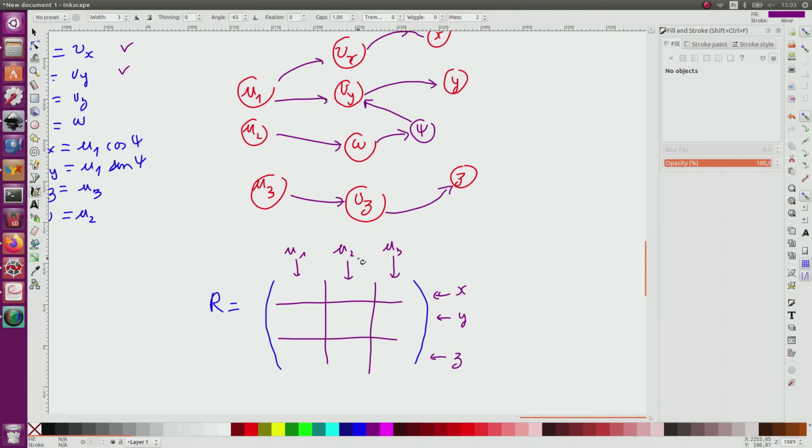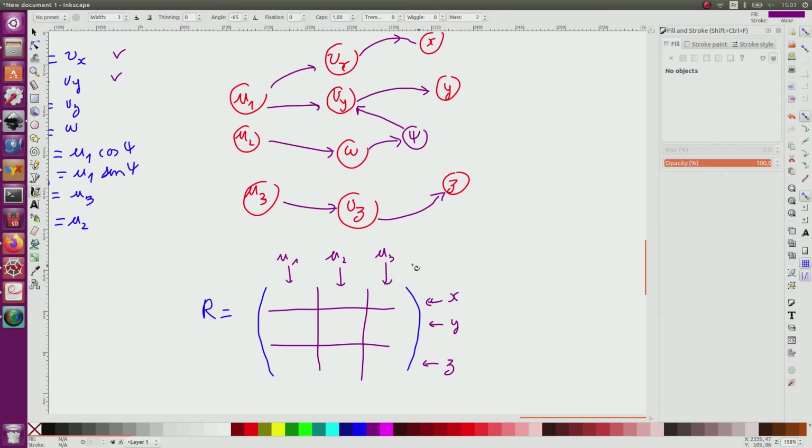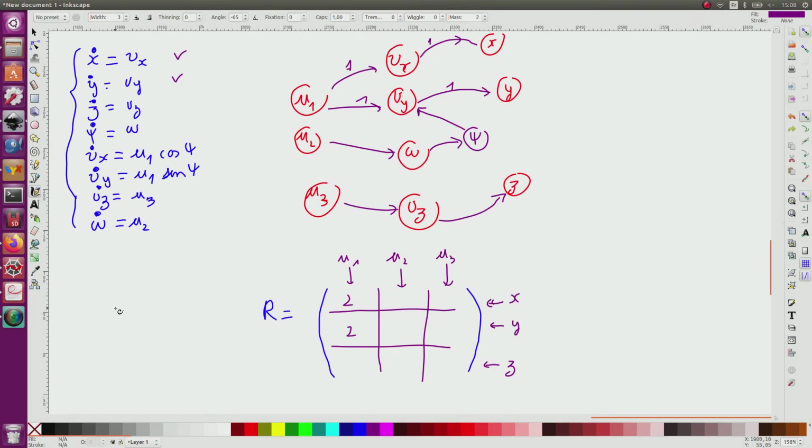So for instance, if I take U1 and X, the shortest path is 1 plus 1 equals 2. So here I have 2. Between U1 and Y, 1, 2, 1, 2. So here it is also 2. Between U1 and Z, there is no path, so I should put a distance of plus infinity.